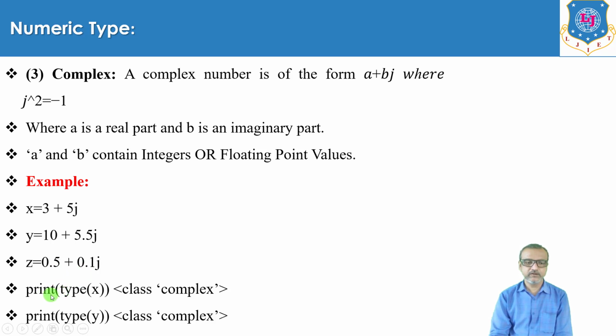If we write print of type of x, print of type of y, you can see that both x and y are complex numbers, as these numbers are of the form a plus bj. So what will be the output of this print statement and this print statement? That is nothing but class complex in these two cases.